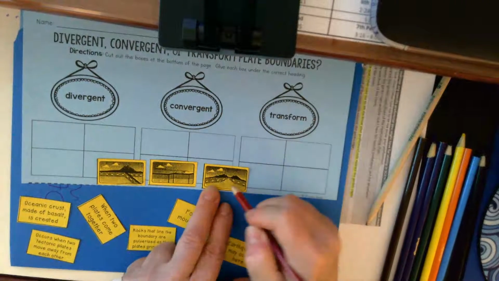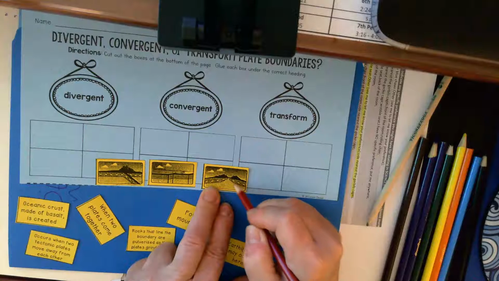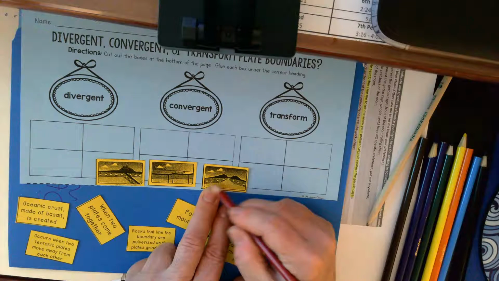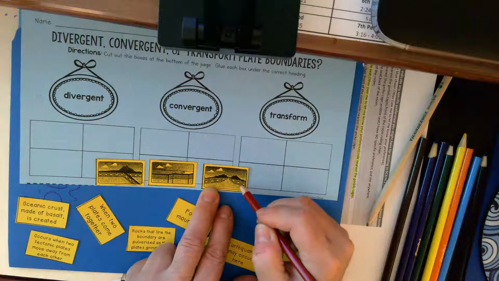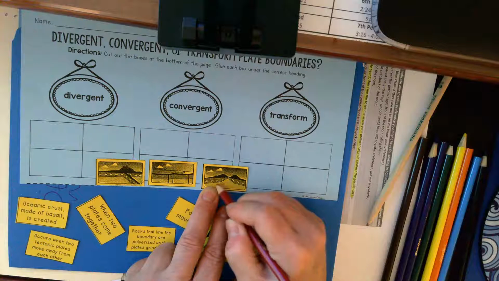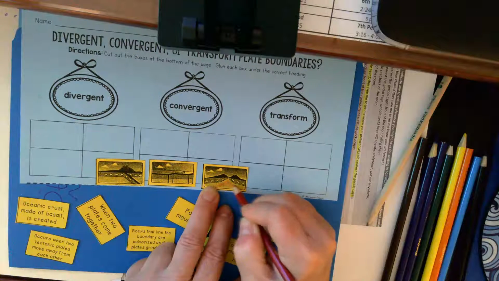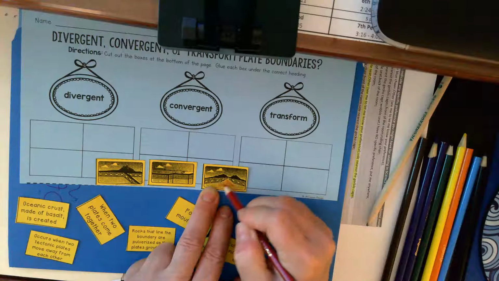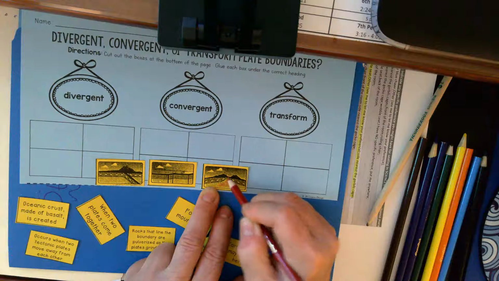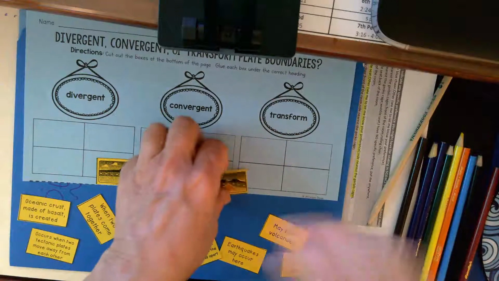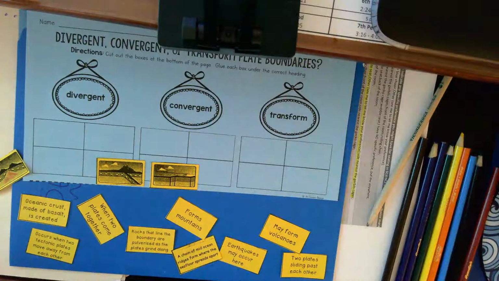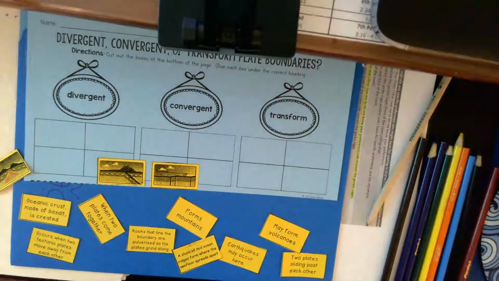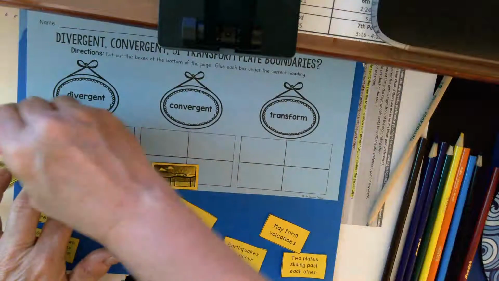Well, I see that the arrows are moving away from the middle. So they're separating or dividing. I also see that magma is coming up from the mantle. So I know if it's dividing and if there's magma coming up and making it spread, then it has to be a divergent boundary. I'm going to put this right here, a divergent boundary.